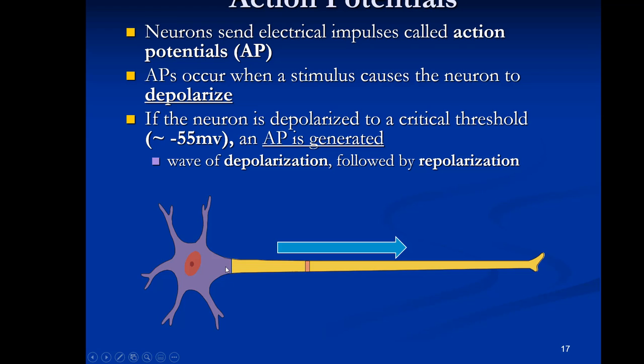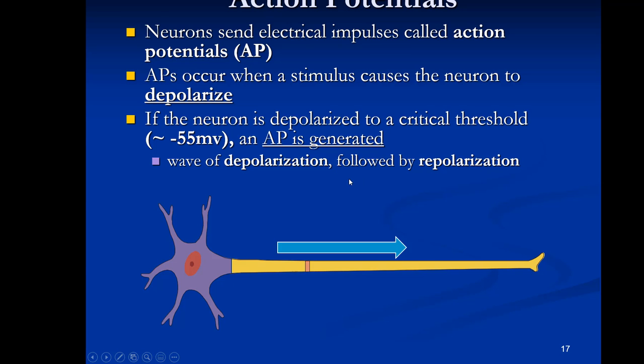Remember, at rest it's negative 70. So if it got to like negative 60, nothing would happen. But if it gets to that critical level of negative 55, you're going to get a full-blown action potential taking off, going down this axon. And all an action potential is, is a wave of depolarization. And I'm going to try to explain that in the next few slides. So a wave of depolarization, and that's going to be followed by repolarization. So remember, depolarization would be the inside becoming more positive, and then repolarization is basically reversing that and going back to that resting state.